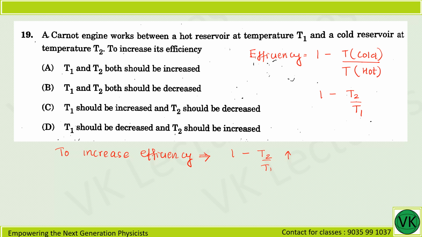Okay, so when you have T2 equal to 0, efficiency will be 100%. That is, if the cold reservoir is at 0 temperature, you have 100% efficiency. Or T1 has to go to infinity. Either T2 should be 0 or T1 has to go to infinity.